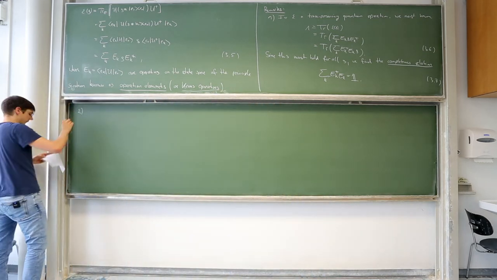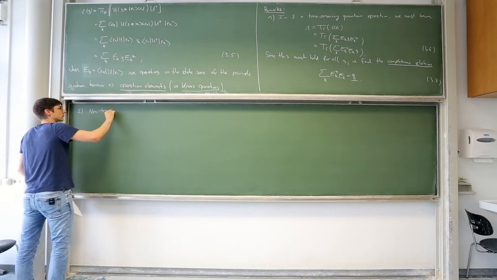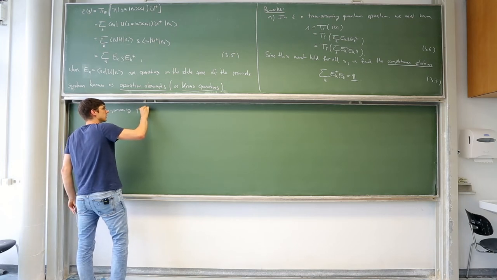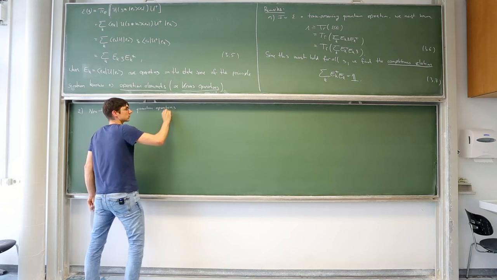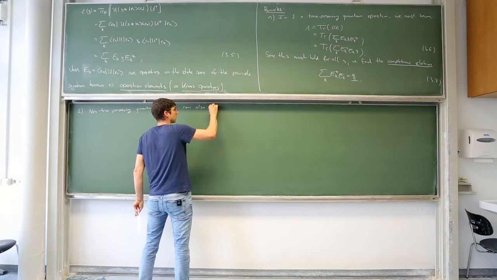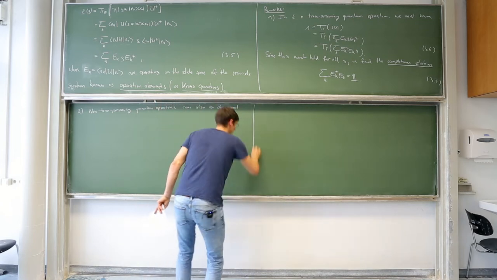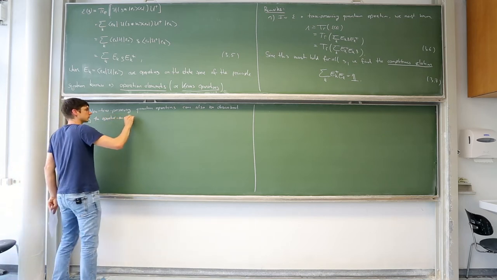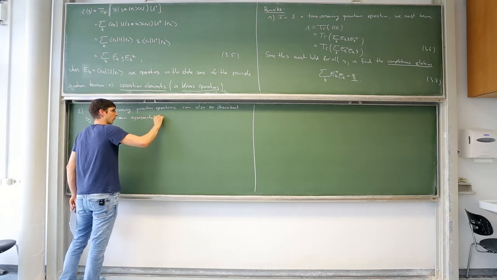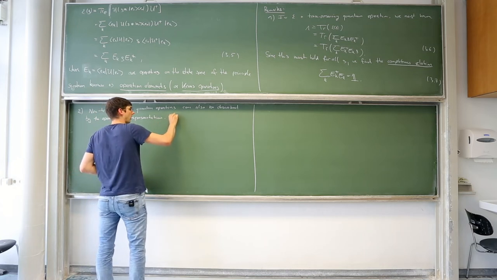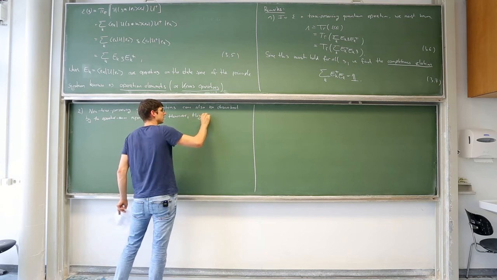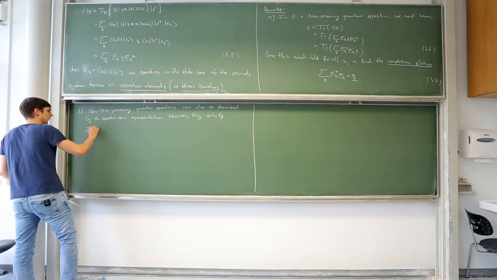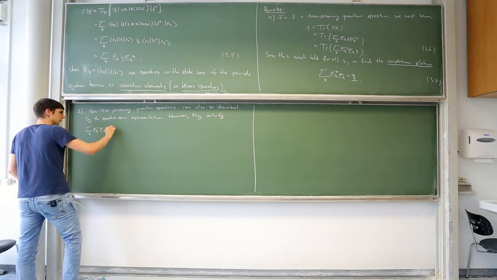Non-trace preserving quantum operations can also be described by the operator sum representation. However, they satisfy, or by they I mean their operation elements, they satisfy that the sum over k E_k dagger E_k is smaller than the identity.